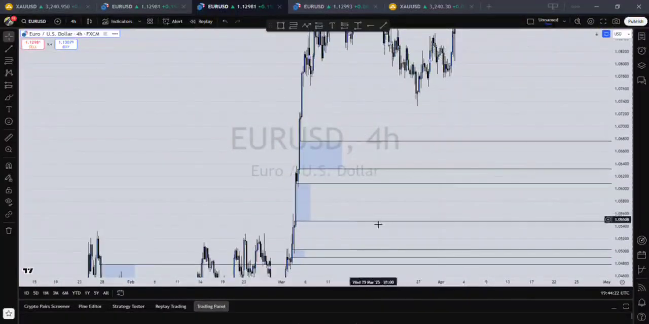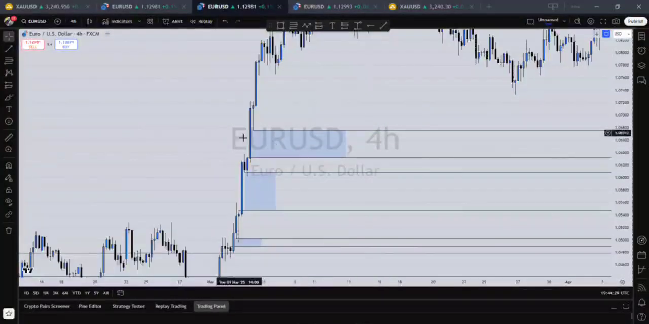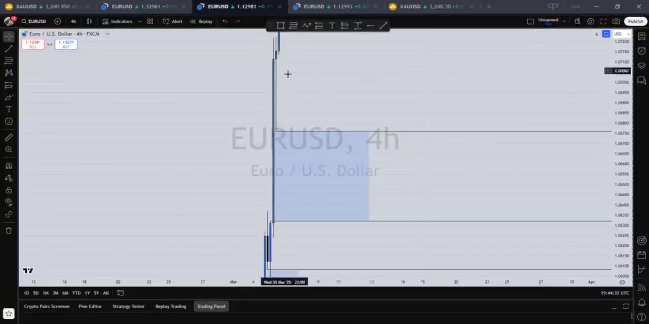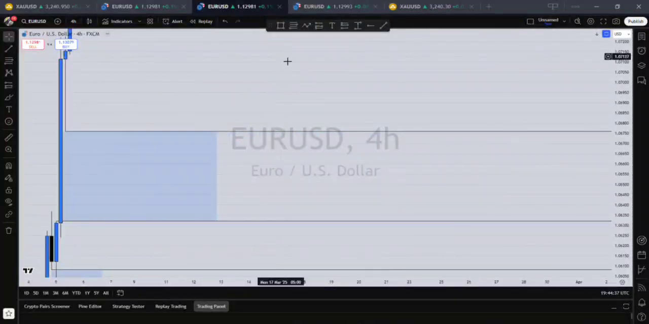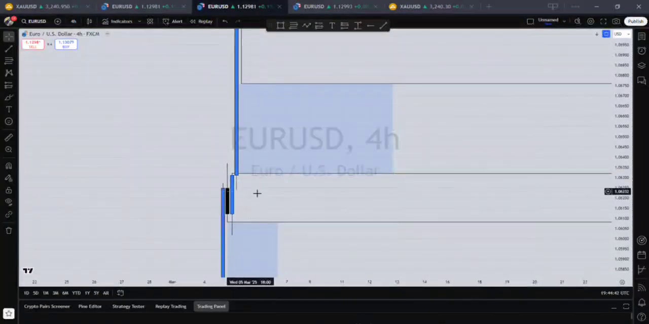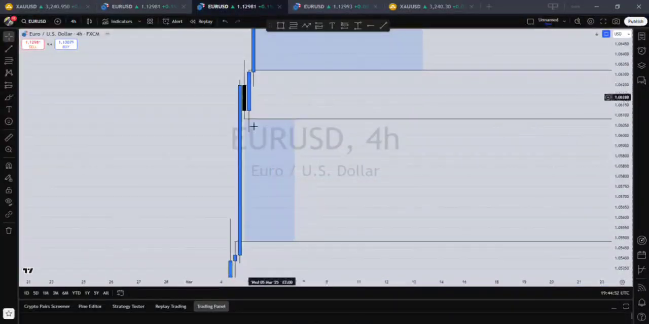I also showed an example. Look at these three candles now, the upper one and the lower one. You can see the lower wick of the upper candle and the upper wick of the lower candle. You can see where it is there, which created the fair value gap in the middle.